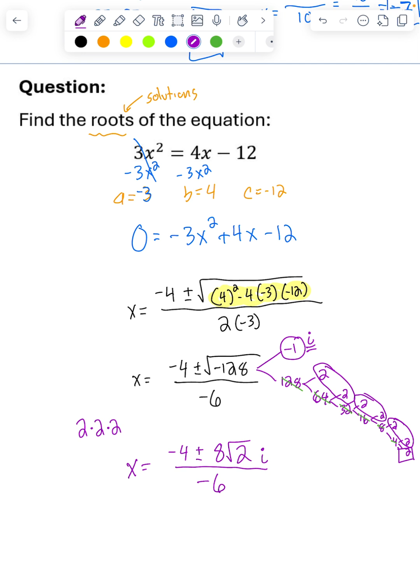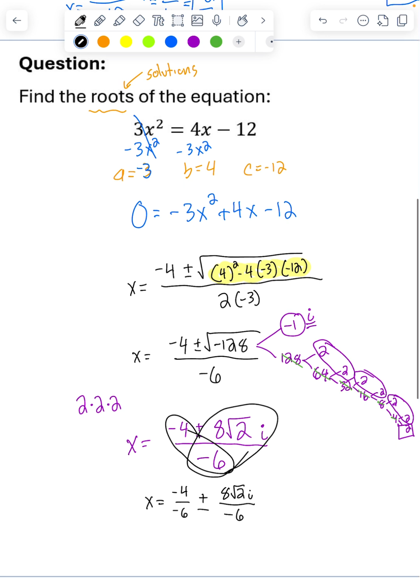All right, so we got this. We are 90% of the way there. To finish, we just got to simplify. So we'll break the fraction apart. So our first fraction would be -4 over -6, right? We keep the plus or minus, and then we make our second fraction, 8 square root of 2i over -6. All right. -4 over -6. Negative over negative becomes positive, so that'd be positive 2/3. Plus or minus 8 over -6. Let's see, 2 goes into both of those, so it'd be 4 square root of 2i over -3. So this would be our answer.